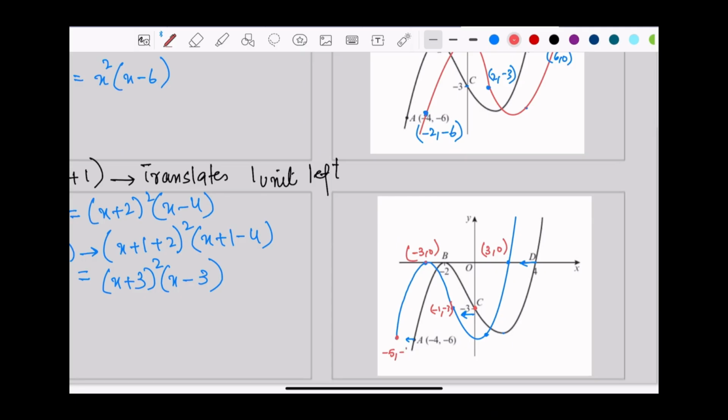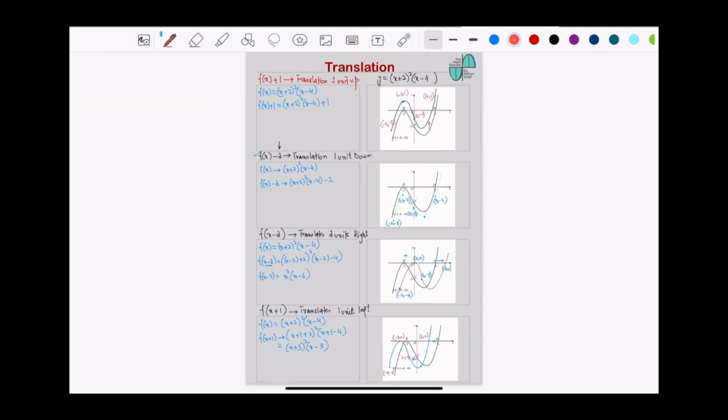5 comma negative 6. So this is all you need to know about translation. And when it comes to translation, I am just talking about left, right, up or down.